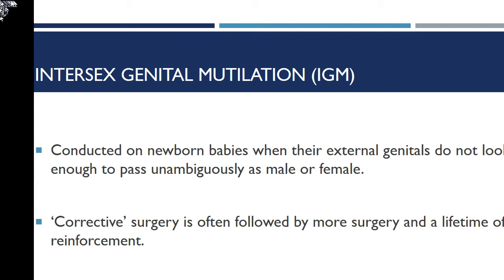The last type of genital cutting I'm going to be talking about is IGM. IGM is intersex genital mutilation. It is performed on newborns when their external genitalia do not look normal enough to pass as either male or female. A corrective surgery is often followed by more surgery and then a lifetime hormonal reinforcement to make sure they look normal.